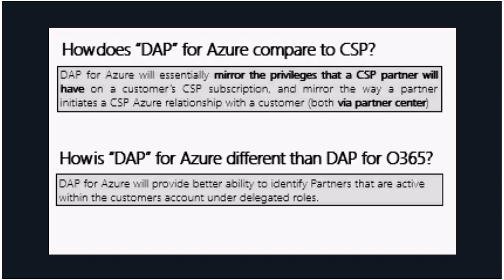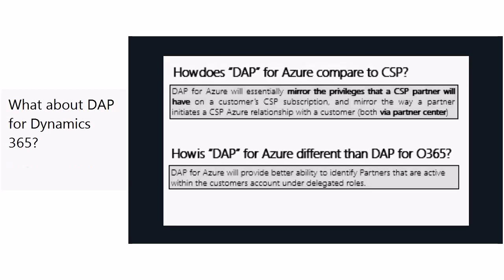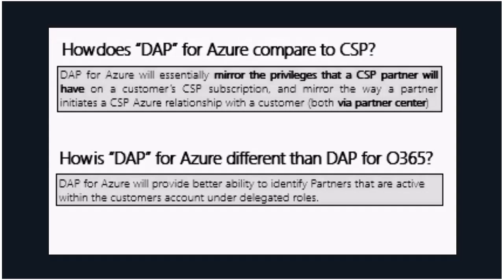So how is DAP different from Office 365? DAP for Azure will provide better ability for partners that are active within customer accounts under delegated roles. For Office 365 right now, I will call out that you still need the designation of DPOR in order to earn incentives. So even if you have DAP access within Office, you still need to be DPOR for incentive purposes. That doesn't mean you need it for competencies, but that's just something I want to call out. And DAP for Dynamics, same deal, Chinmay. Again, we still need the DPOR designation for the incentive piece of it.